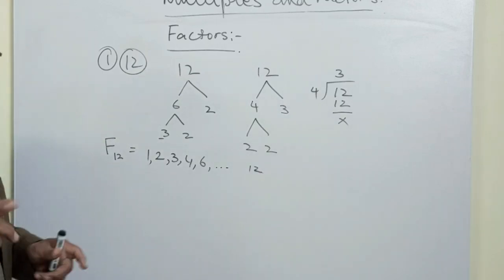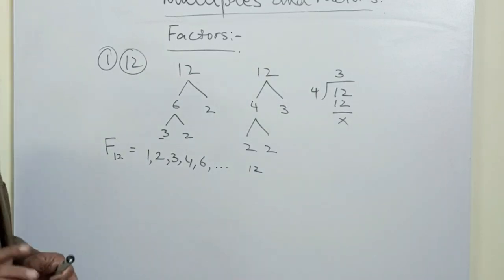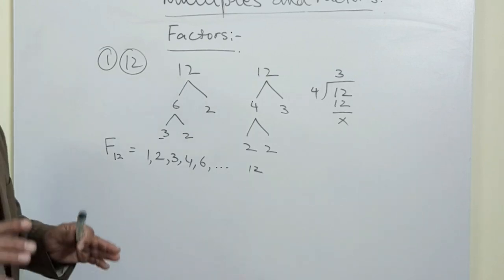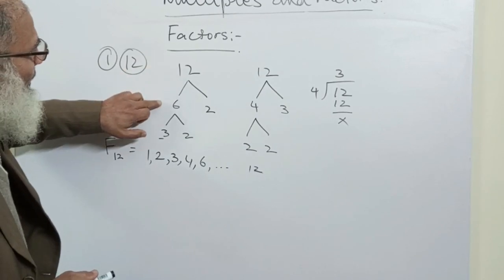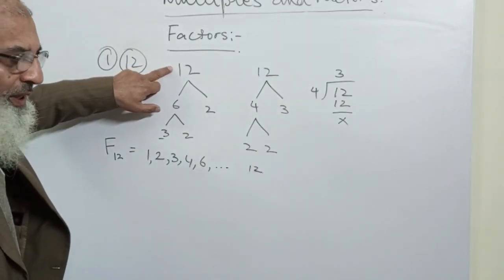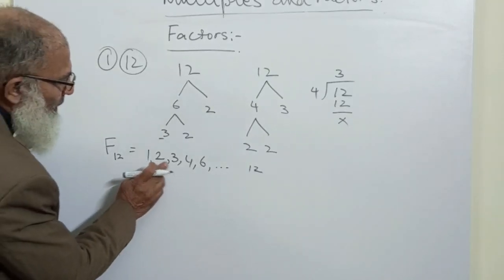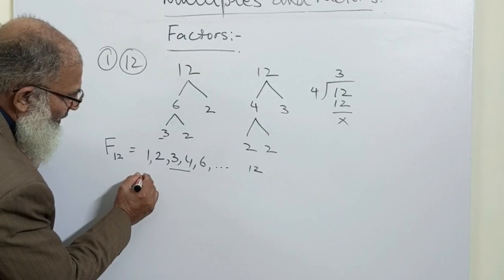And there is one more question. What are the pairs that can make the given number? What are the pairs of factors which can make the given number back? Now, what are the pairs? You can see here that this is a pair.